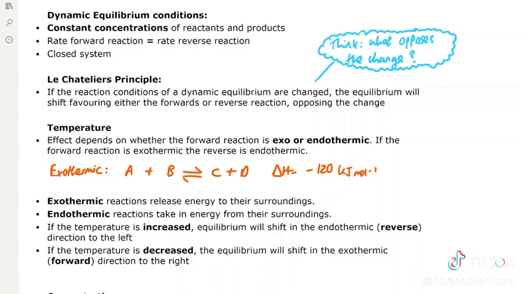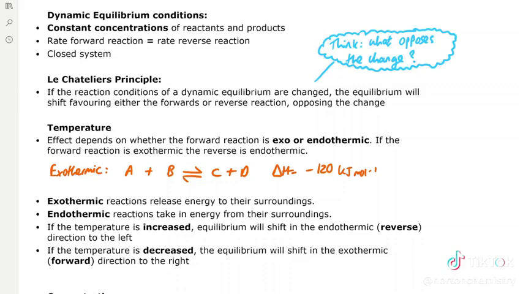The rate of the forward reaction is equal to the rate of the reverse reaction, and it's in a closed system, which means that the conditions are constant and there's nothing added or removed from the reaction mixture. Le Chatelier's principle says that if the reaction conditions of a dynamic equilibrium are changed, the equilibrium will shift to favour either the forward or the reverse reaction in order to oppose the change.